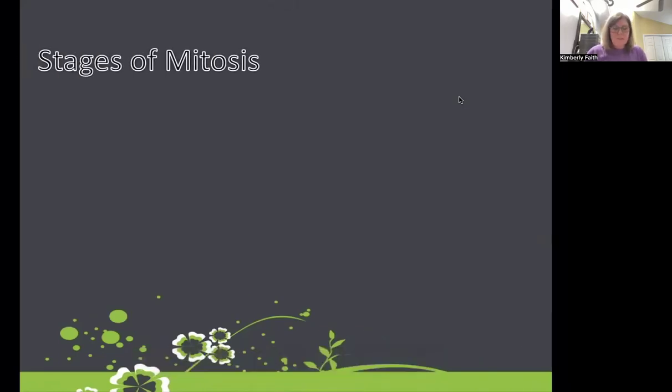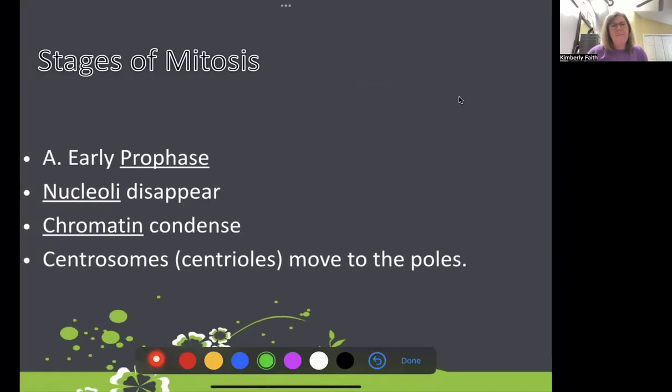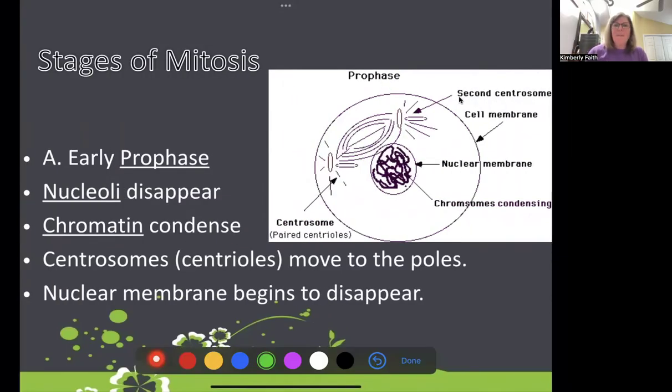So when we talk about the stages of mitosis, we're going to start with early prophase, and during that time, the nucleoli will disappear. The chromatin, we're going to wind up our chromatin into nice, tightly wound chromosomes. The centrioles are going to move to the opposite ends of the cell. And the nuclear membrane is going to start to break up.